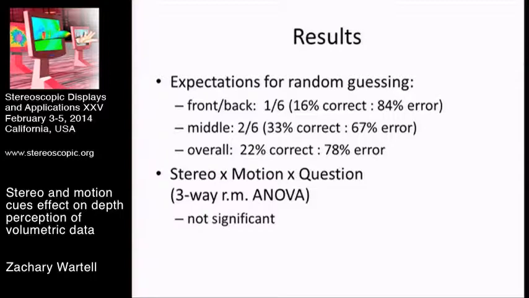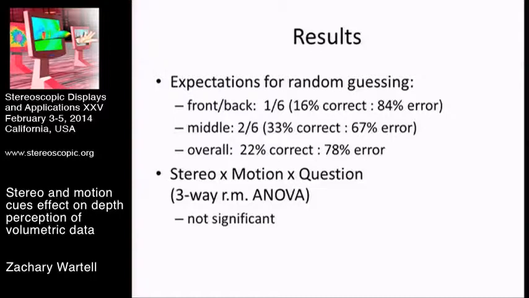So just a little bit on the results. Because the middle question, which cylinder is in the middle, could be ambiguous because there were six cylinders, there could be two correct answers. When we figure the overall expected result if they're randomly guessing, it actually comes out to be about 22% correct and 78% error, based on how we distributed the questions.